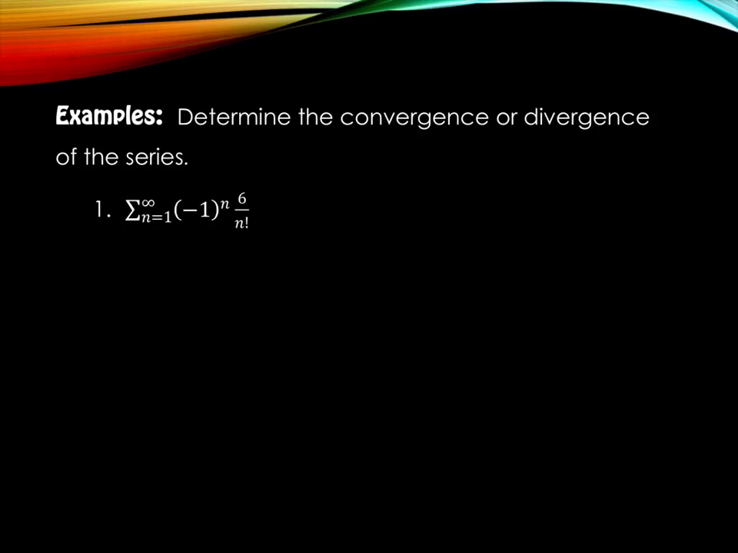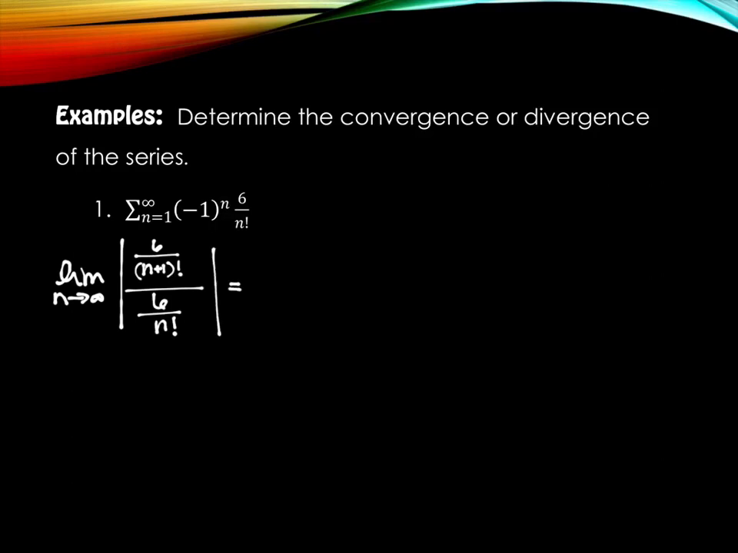So we're going to take the limit as n goes to infinity of the absolute value. And you know what? I'm going to leave the -1 to the n off. You guys good with that? Because we know it's going to disappear in the absolute value anyway. So it says the n plus 1th term, that's 6 over n plus 1 factorial, divided by the nth term, which would be 6 over n factorial.